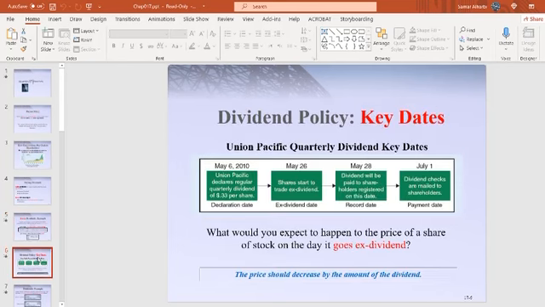Okay, this is how we do the calculations. Let's talk about the key dates in the dividends. So there are some specific dates. These are famous dates when they pay dividends. The first one is called the declaration date. So from the name, declaration or announcement date. So the company announces we are going to pay dividends.